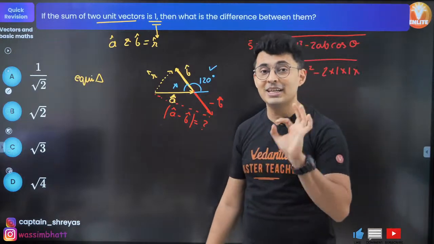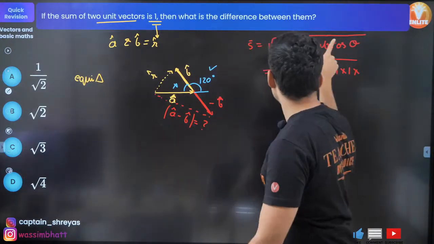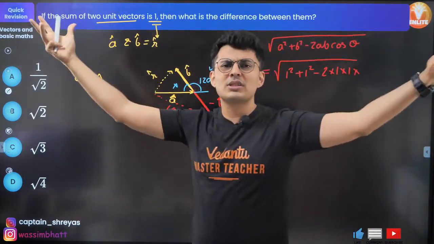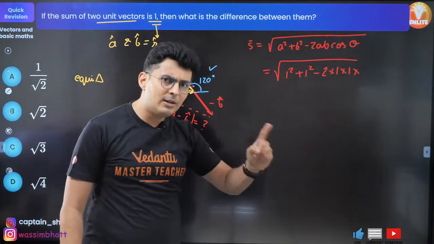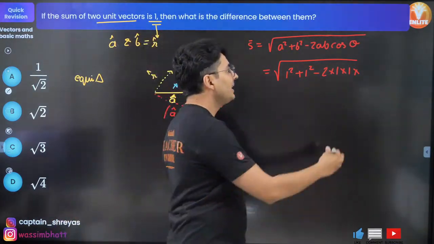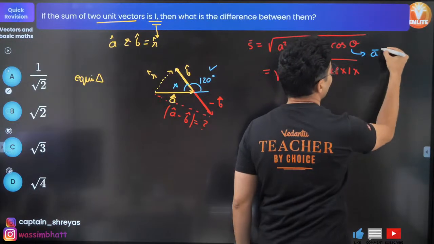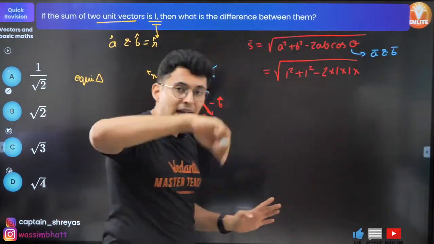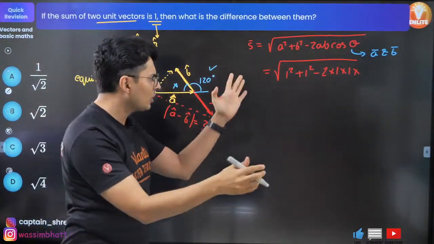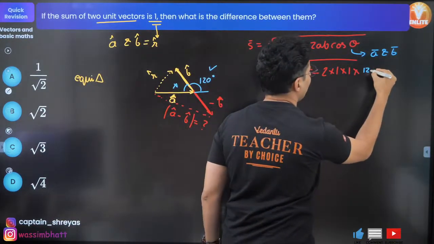What is the most common mistake? Many students, while using the formula, get confused. Is theta the angle between A and B or A and minus B? Theta is always the angle between A vector and B vector. You are subtracting it. That minus B happens automatically. So this will be 120 degrees.